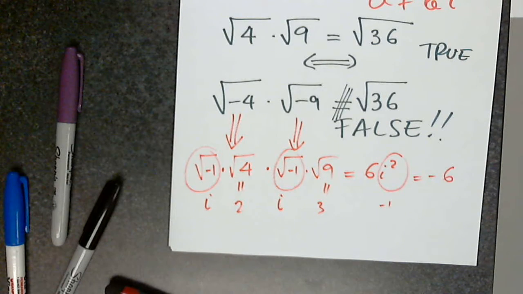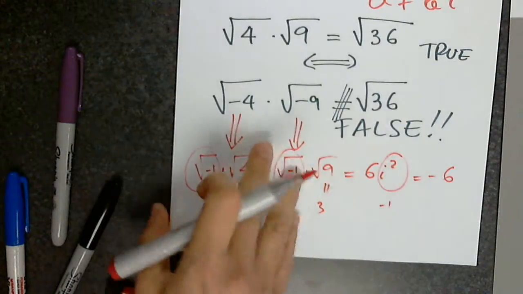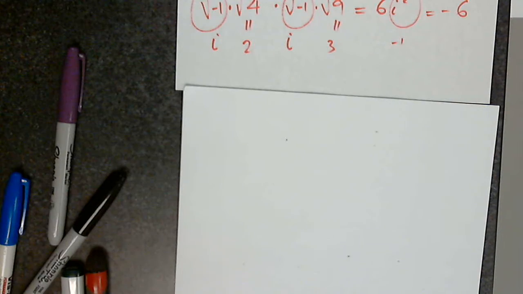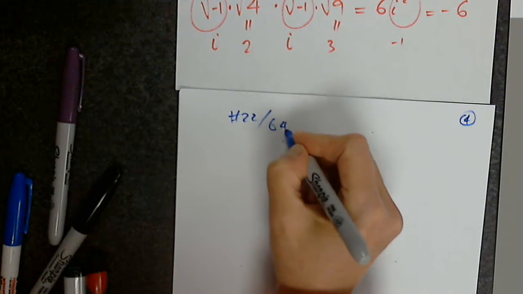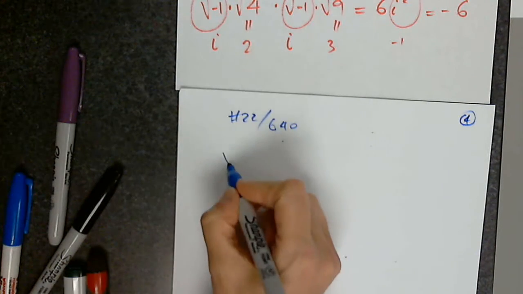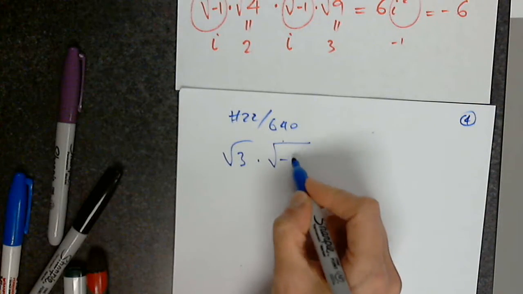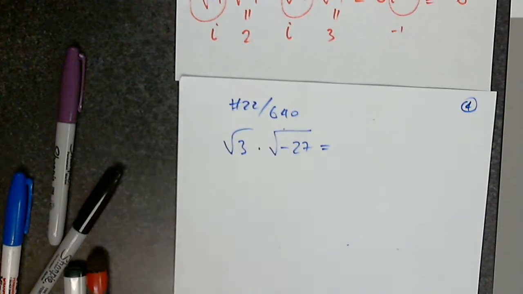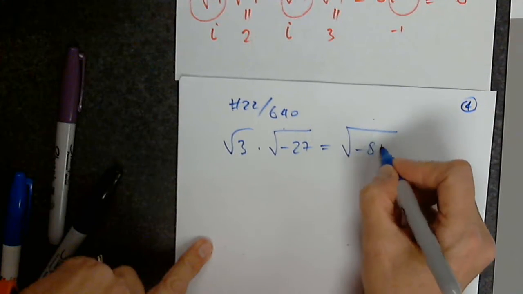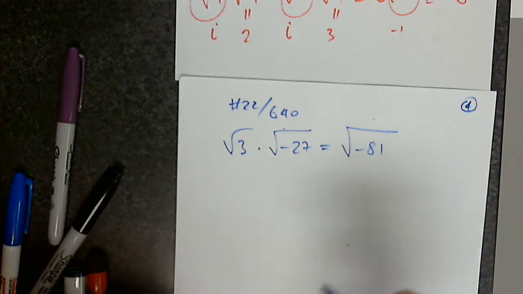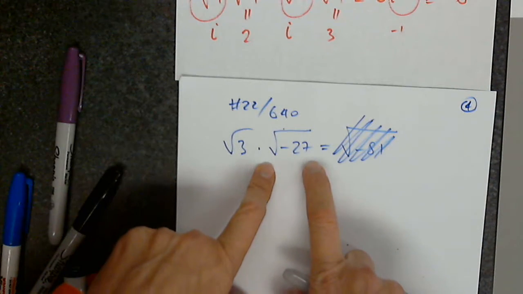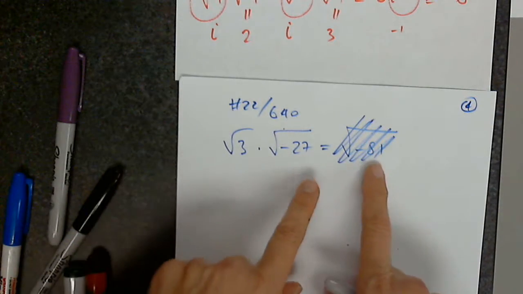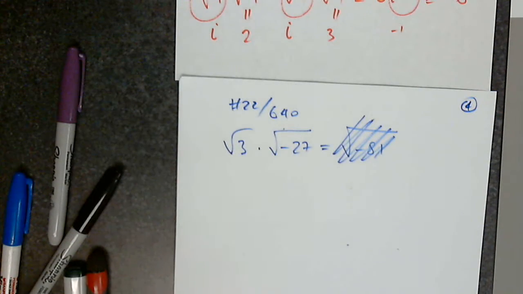So now I'd like to choose an example from your book. Like, let's say, 22. You can choose, of course, if you like. 22 on page 640. The square root of 3 multiplied by the square root of -27. Can I write that this is the square root of -81? Of course not. Why? This is a real number, but this is an imaginary number. So I cannot use this property unless both are real numbers.